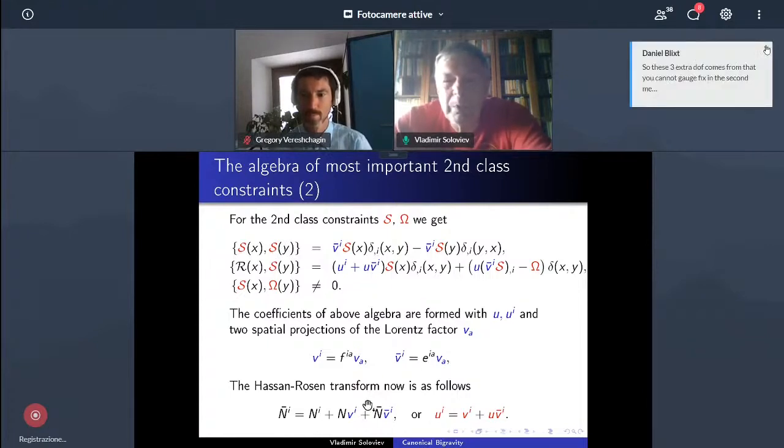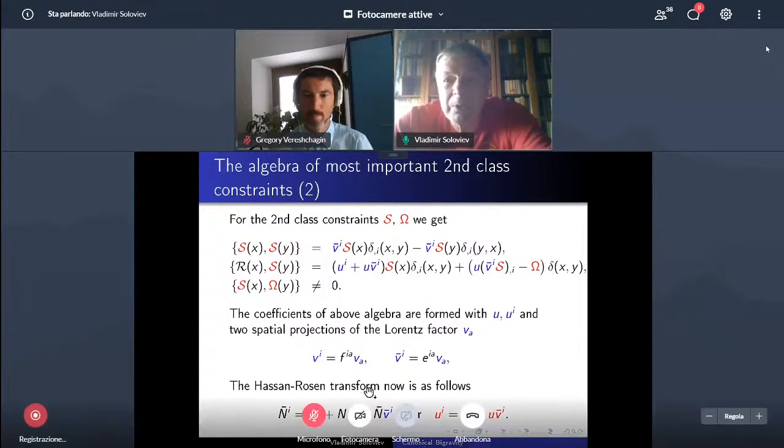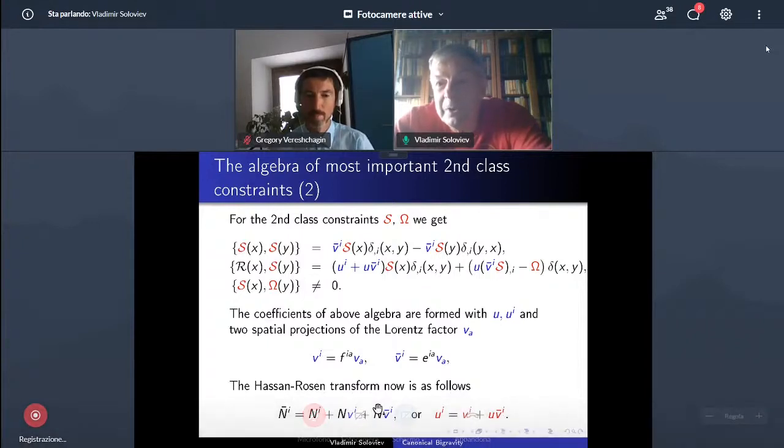And the important point is that in the standard Dirac procedure of working with constraints, we obtain the tetrad symmetry conditions. Now they are derived and not introduced from outside. And also, one part of these symmetry conditions really is just the celebrated Hassan-Rosen transform. So it is now derived and not guessed.